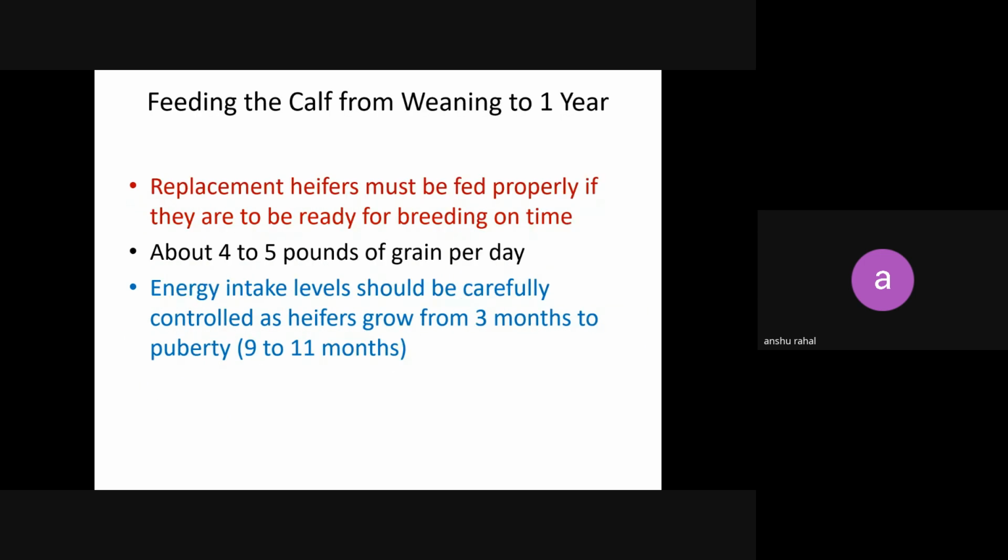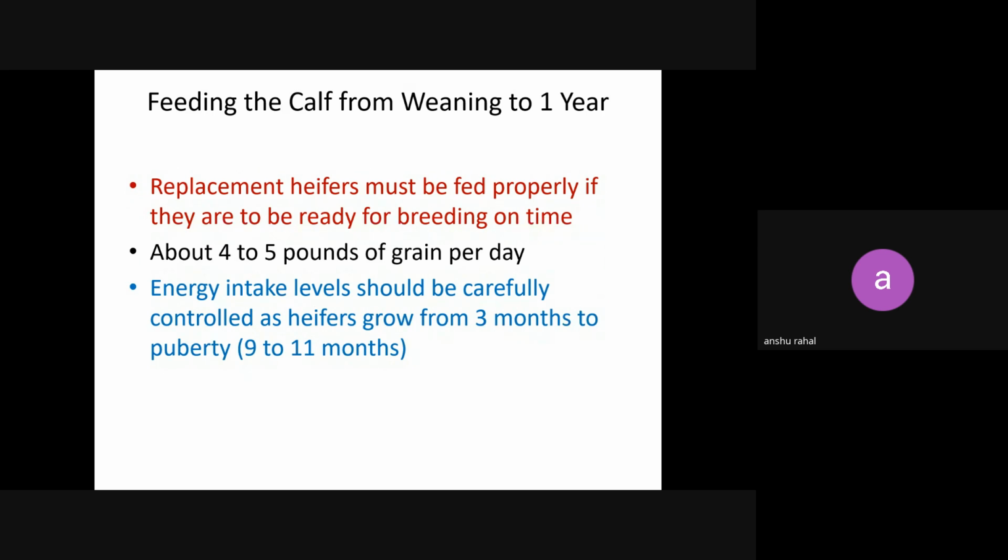From calf to weanling to 1 year, they usually need to be fed properly, and about 4 to 5 grams of grain needs to be given per day, and the energy intake level should be carefully controlled as the animals grow from 3 months to puberty.